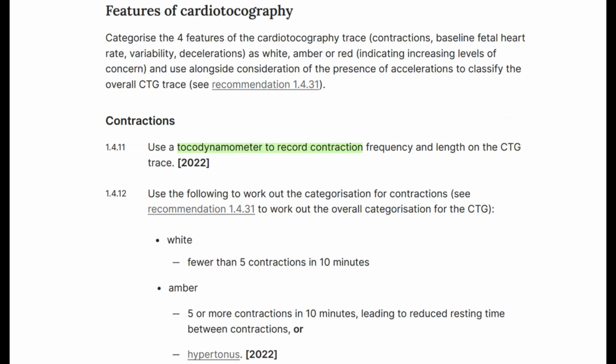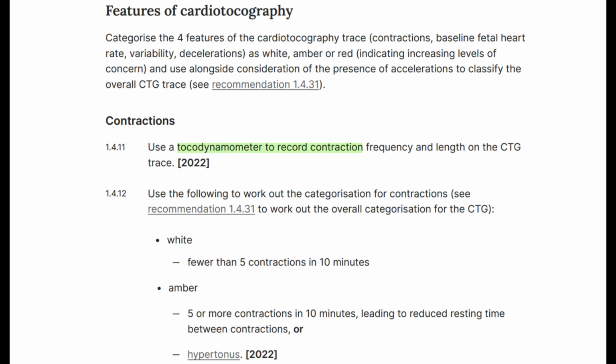Features of cardiotocography. Categorize the 4 features of the cardiotocography trace, contractions, baseline fetal heart rate, variability, decelerations, as white, amber, or red, indicating increasing levels of concern, and use alongside consideration of the presence of accelerations to classify the overall CTG trace. Contractions. Use a tocodynamometer to record contraction frequency and length on the CTG trace. Use the following to work out the categorization for contractions.